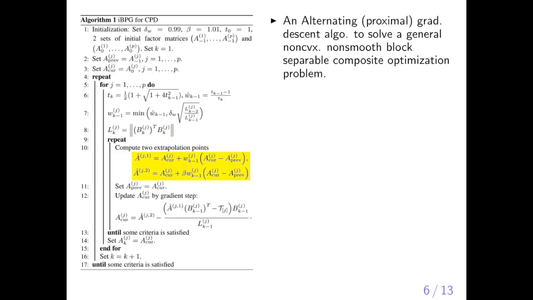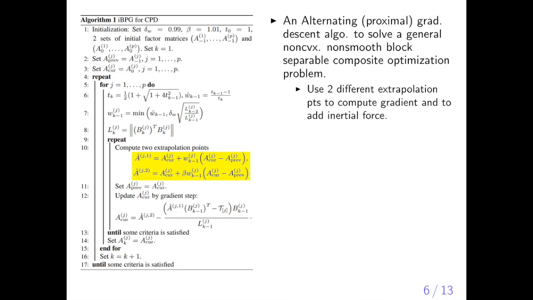Now we look at IBPG. IBPG is an alternating proximal gradient algorithm proposed to solve a general non-convex, non-smooth block separable composite optimization problem. aCPD is a special case of this kind of problem, so we can just use IBPG to solve it.